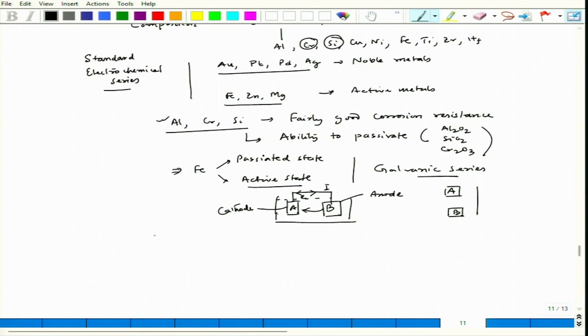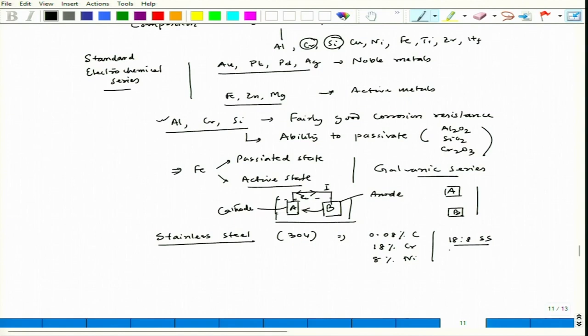Let's have an example. So we know that stainless steel, if we consider 304 grade, which is nothing but around 0.08% carbon, 18% chromium, 8% nickel. We popularly call it 18-8 stainless steel. The crystal structure is austenite or FCC. Okay. And the microstructure is basically austenitic grains in that particular stainless steel.